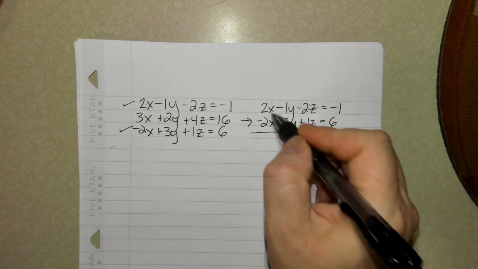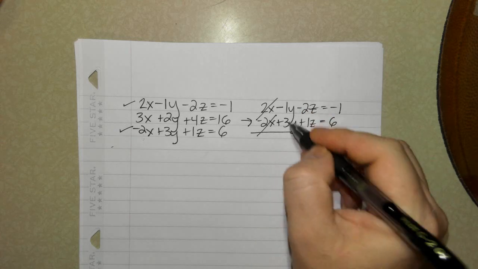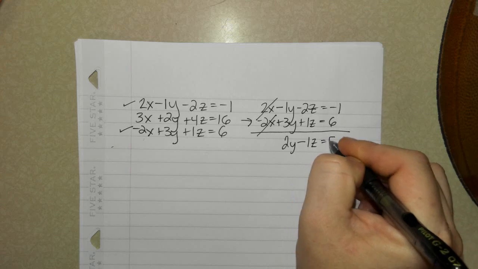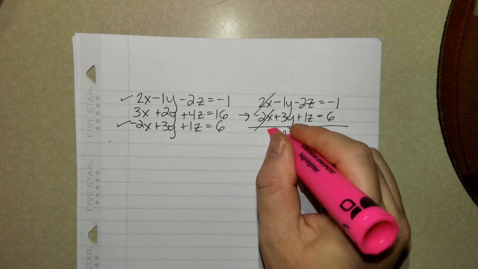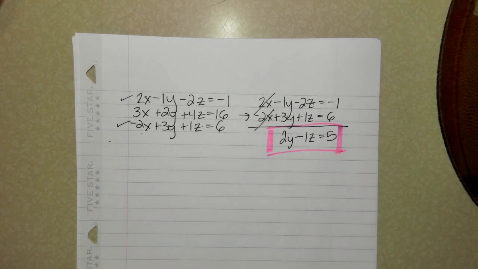When I add straight down and I simplify the x's, I end up with 0x, 2y minus 1z equals 5. And then I'm going to take a highlighter and I refer to this as a boxed equation.